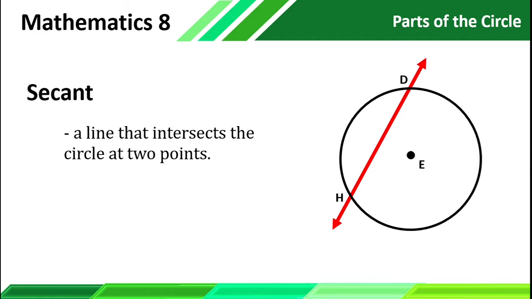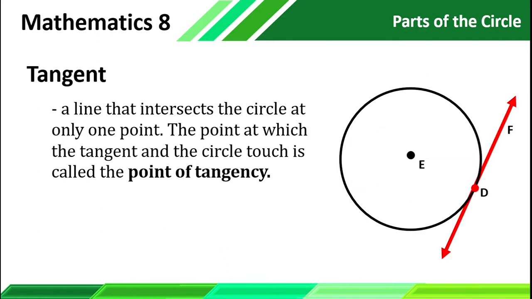Next, we also have secant. Secant is a line that intersects the circle at 2 points. So in this given, our secant is line HD or line DH. Okay? It passes through the circle at exactly 2 points. We also have tangent. When we say tangent, it is a line that intersects the circle at only 1 point. And the point at which the tangent and the circle touch is called the point of tangency. So here in our figure, the tangent line is line FD or line DF, and the point of tangency is point D.